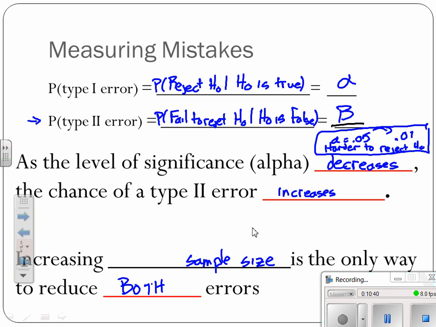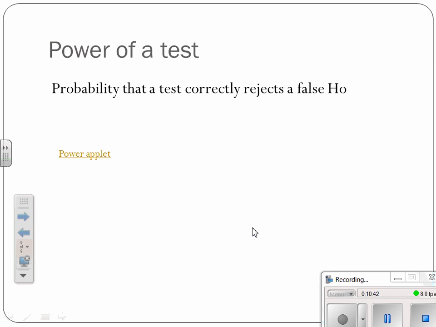One other way that you might see beta: the probability that a test correctly rejects a false null is what's called power. And this is the other way that you might see beta get incorporated into any kind of problem. If you're asked what is the power of a test, you just take that given beta level and subtract it from 1.